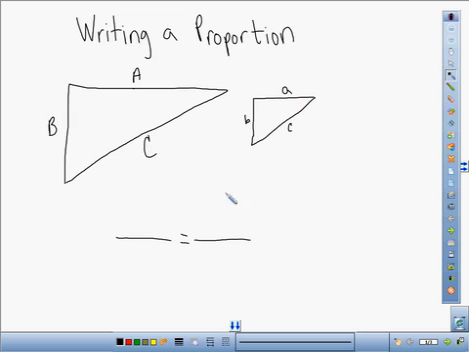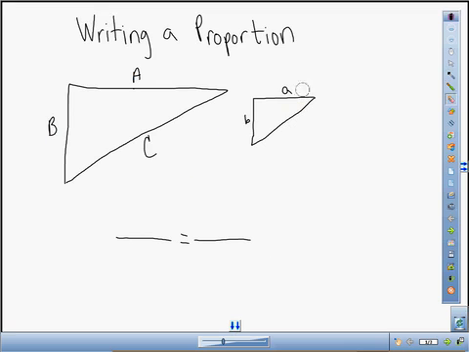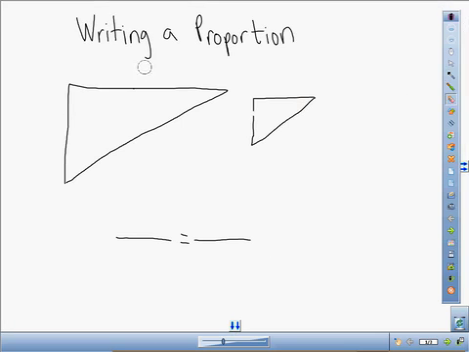And that's actually how we build our proportions. We match up sides from the two triangles, and they all have the same proportion. So whichever sides we happen to know, we can use them to solve for the sides that maybe we don't know. So let's look at an example problem real quick where we just set up the proportion.